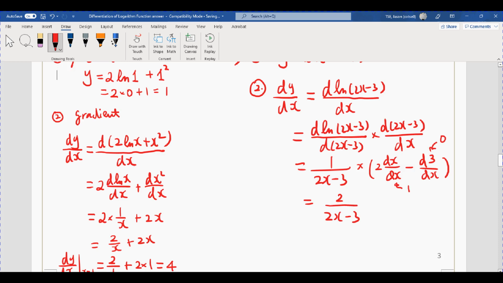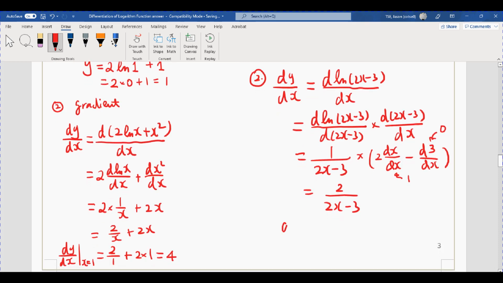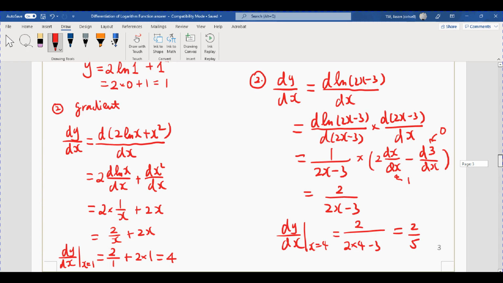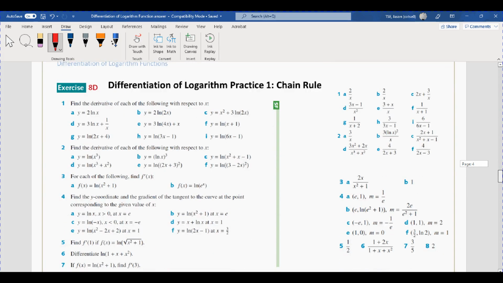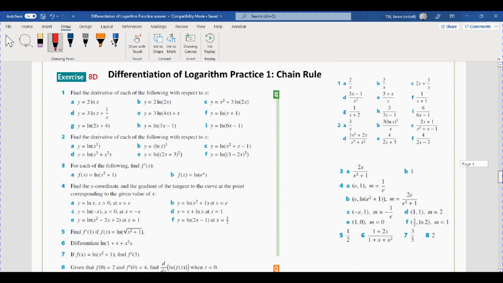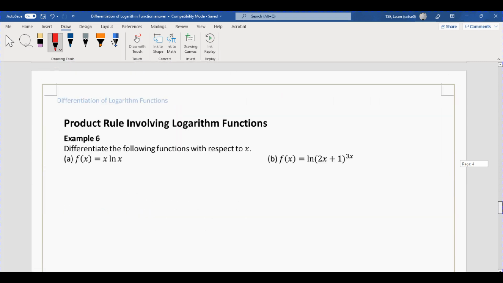That's it. And you have to do the substitution, and the substitution is x equals 4. So that's 2 over 5. That's it. No problem at all for this part. And some of the homework here, I will come back and give you the homework.